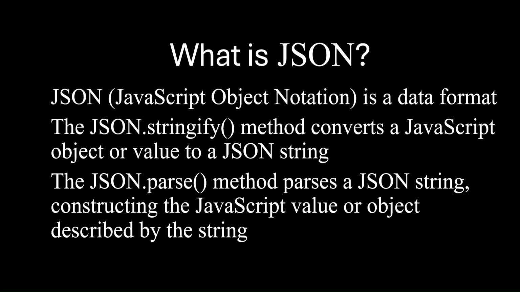Local storage allows you to store data in string format, but we have an array of objects, so we need to use JSON. What is JSON? JSON is a data format, and we will use the JSON.stringify method to convert a JavaScript object or value to a string, and JSON.parse to parse a JSON string, constructing the JavaScript value or object described by the string. Let's take a look at our code.